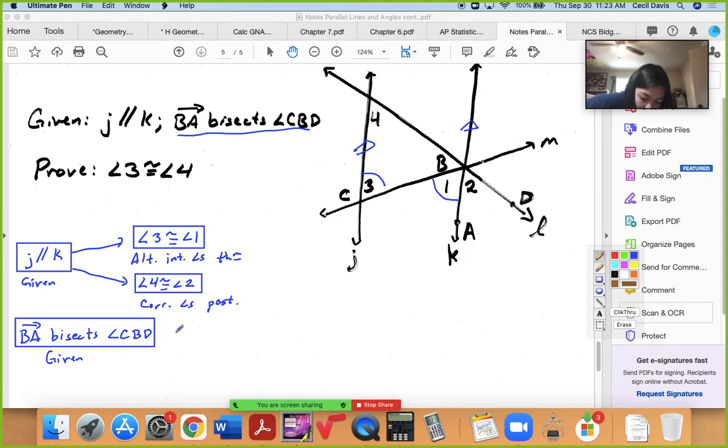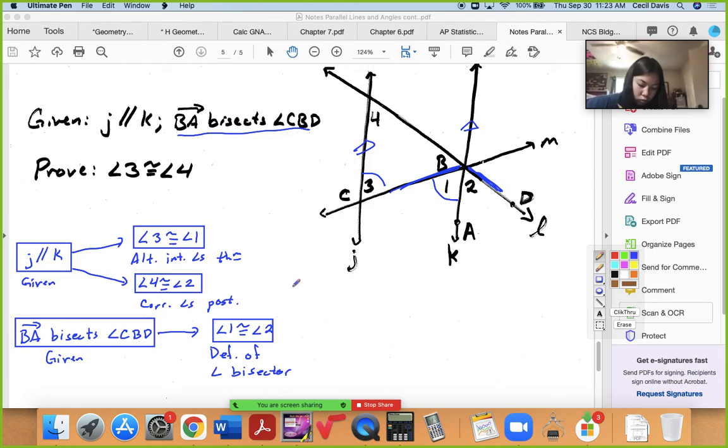So if BA bisects CBD, what conclusion can we make based on that? Here's angle CBD. Angle 1 is congruent to angle 2. Yeah, angle 1's congruent to angle 2. And then we can swap them. So this is because of the definition of angle bisector. The definition of an angle bisector says if you have an angle bisector, it divides that one angle into 2 congruent angles.